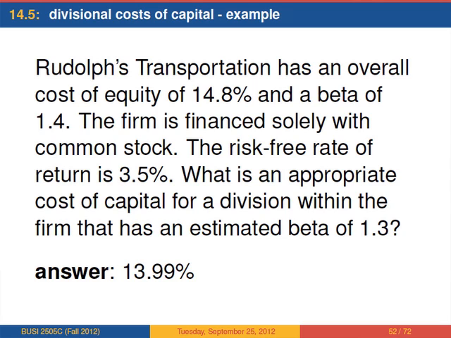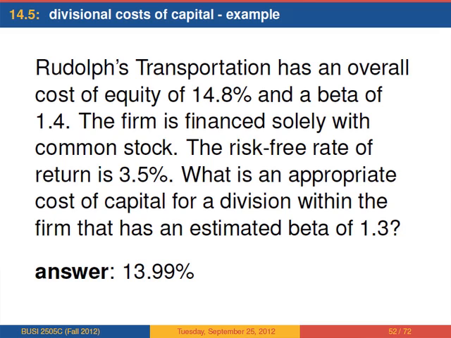So how do you figure out the return to use for a specific division? Here's what's going on here. This is where you have a division which has a lower risk. The overall company has a cost of equity of 14.8% and a beta of 1.4. But you have a division which is lower risk.